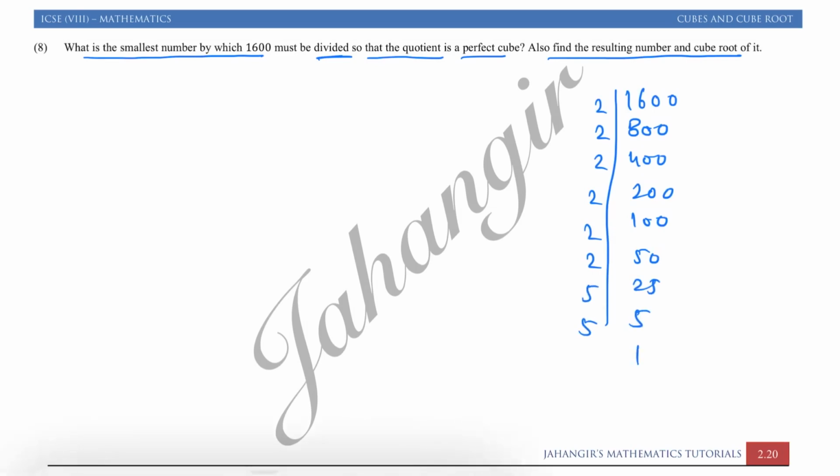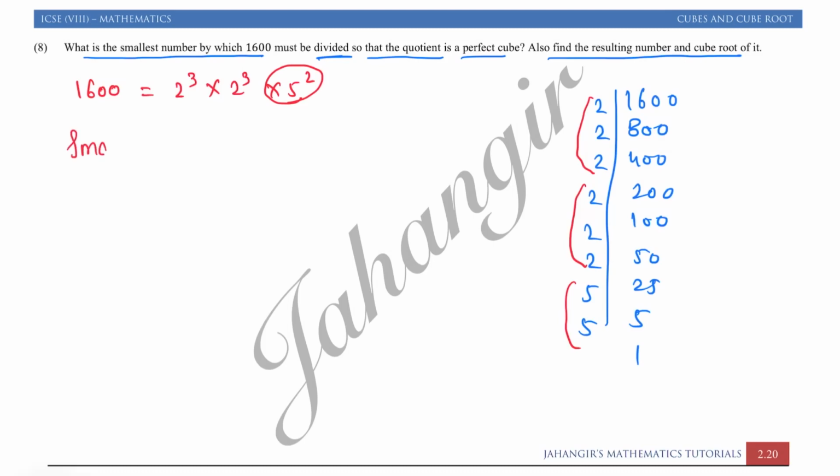Let us make pairs. 2 or 5 is only 2 times. 1600 can be written as 2 cube into 2 cube into 5 square. Now here what we can divide: we have to remove whichever number does not exist in a triplet, that we can divide. So the smallest number to be divided is 5 square, that is 25.